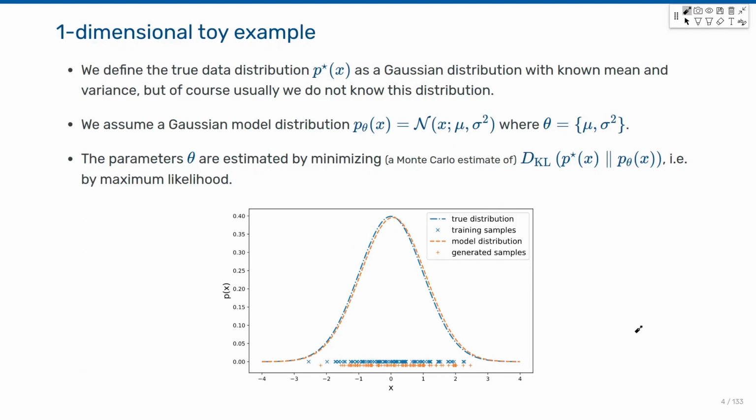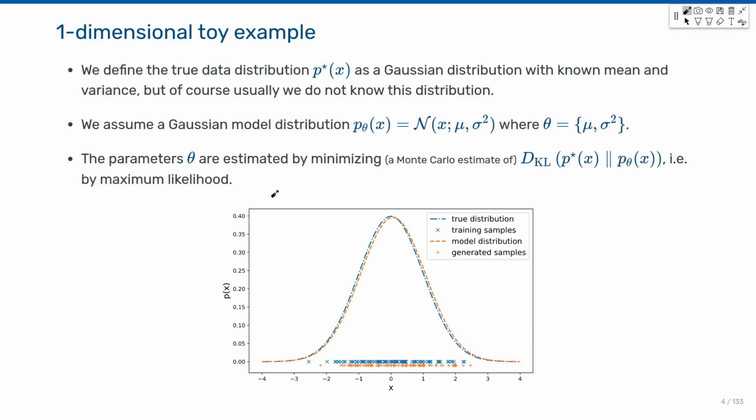Here is a trivial toy example in dimension 1, where we define the true data distribution P star as a Gaussian distribution with known mean and variance. Of course, this true data distribution is usually not known. We also define the model distribution to be Gaussian, where the mean and the variance are the model parameters.